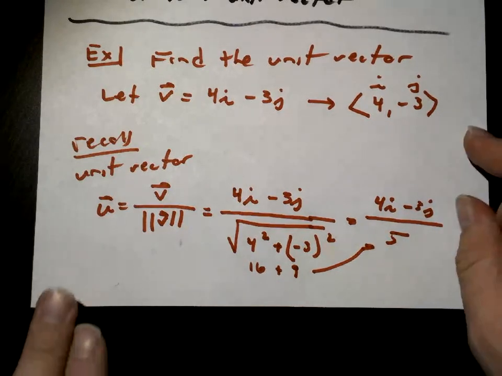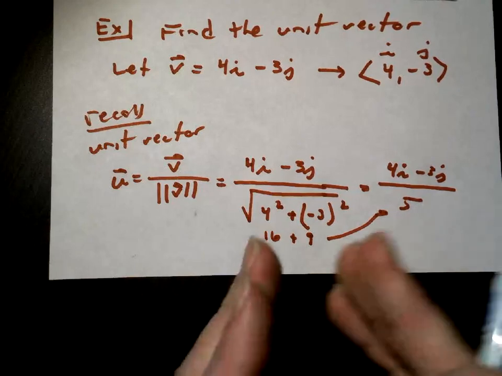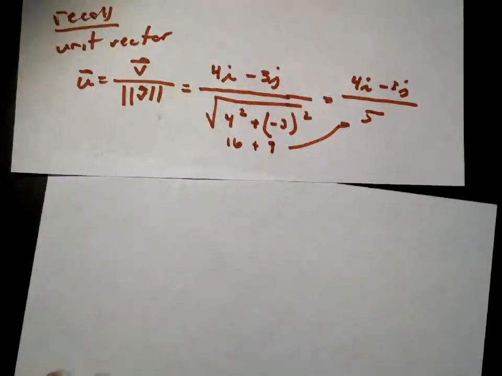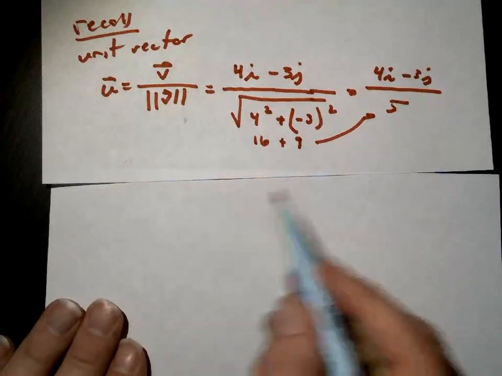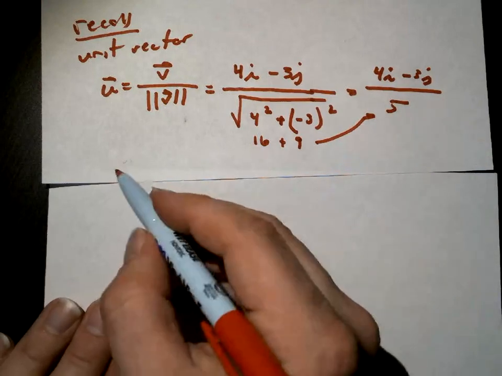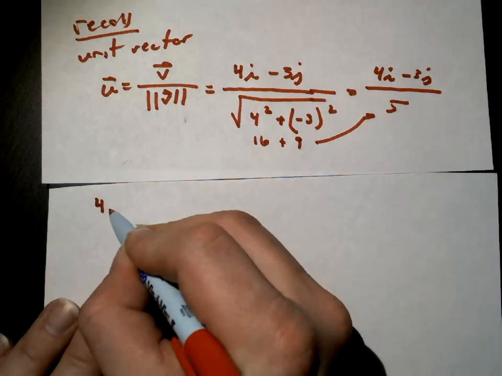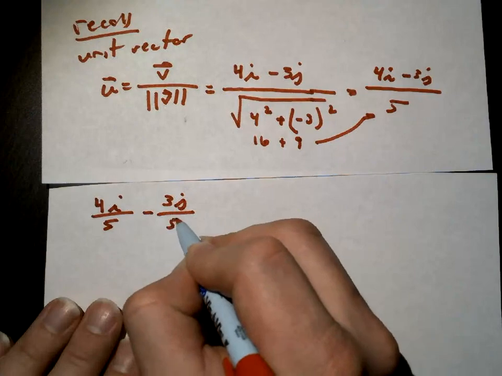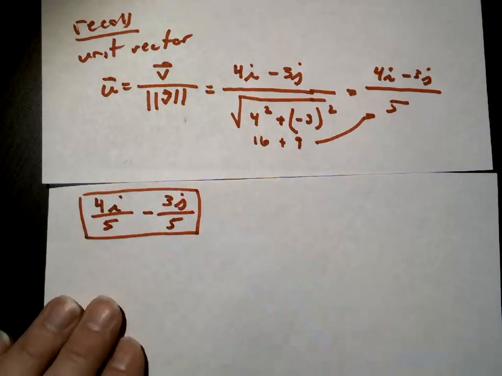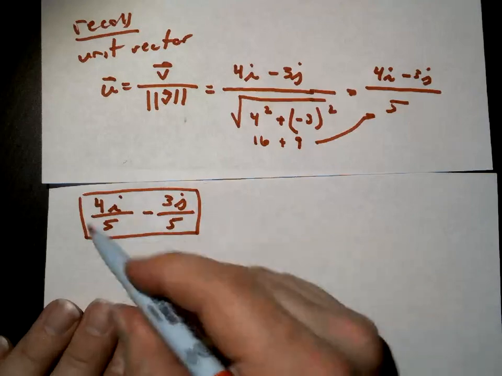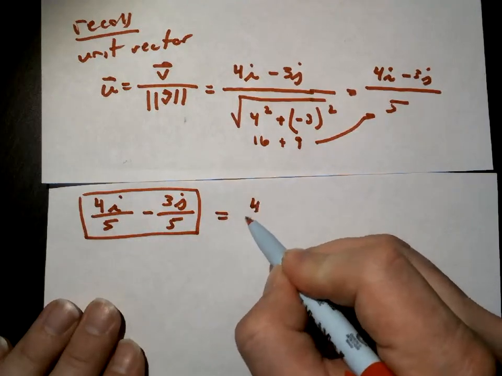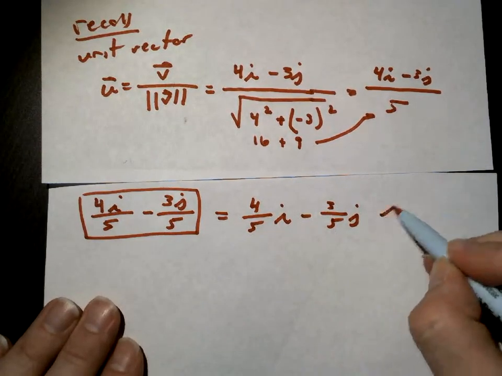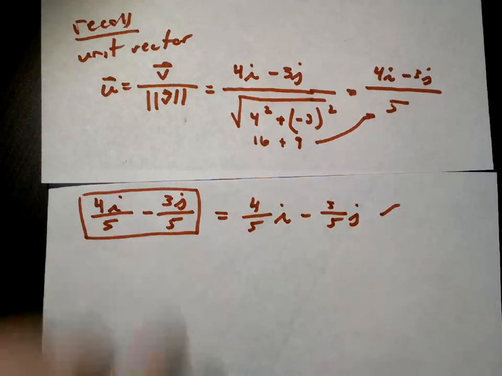But in textbooks, they don't want you to leave it like this. They might want you to separate it out. This is the more professional way of writing it: 4i over 5 minus 3j over 5. This is actually the more preferable way of doing this. And if you don't like it like this, you can write it as 4/5 i minus 3/5 j if you want. These are the same thing. It doesn't matter.